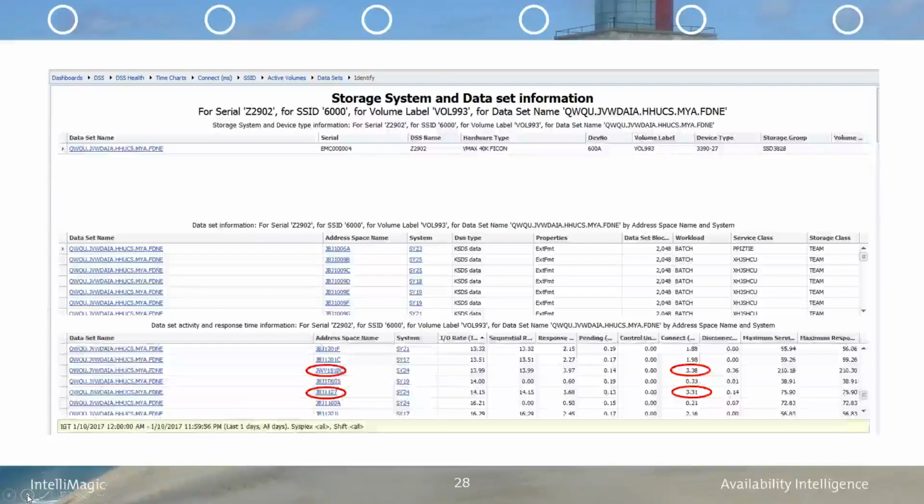Now, the next question becomes, are these normal or are these not normal? And from there, if they're not normal, something can be done to address it by looking at these address spaces and figuring out what jobs are running there. Or it may be a case where this is acceptable and we can adjust thresholds in that case. So let's move to the next slide.